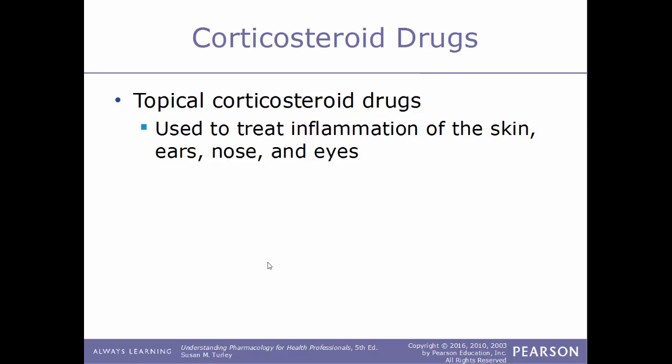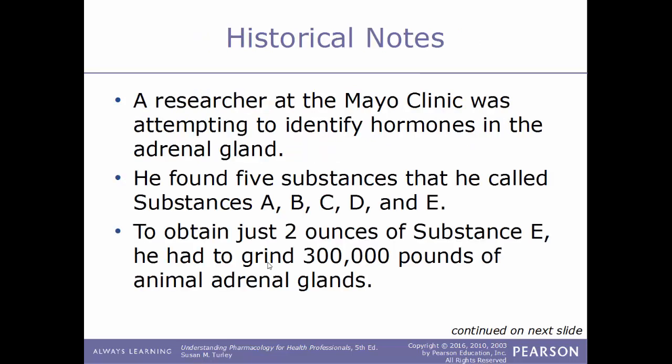There are topical versions of corticosteroid drugs, and these are used to treat inflammations of the skin and the ears, nose, and eyes. Right now we have a quick historical note. A researcher at the Mayo Clinic was attempting to identify hormones in the adrenal gland, and he found 5 substances that he named substance A, B, C, D, and E. Now, to obtain just 2 ounces of substance E, he had to grind 300,000 pounds of animal adrenal glands.